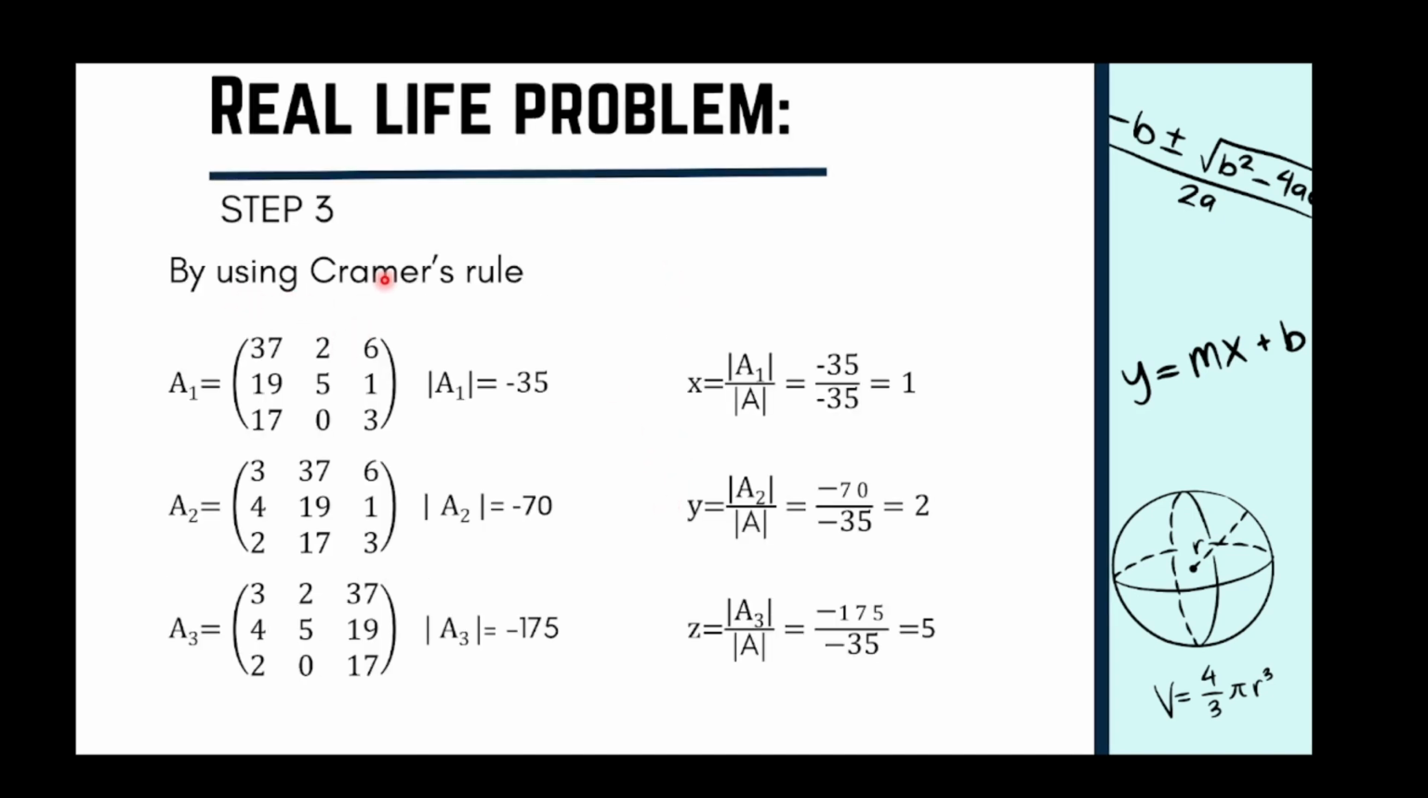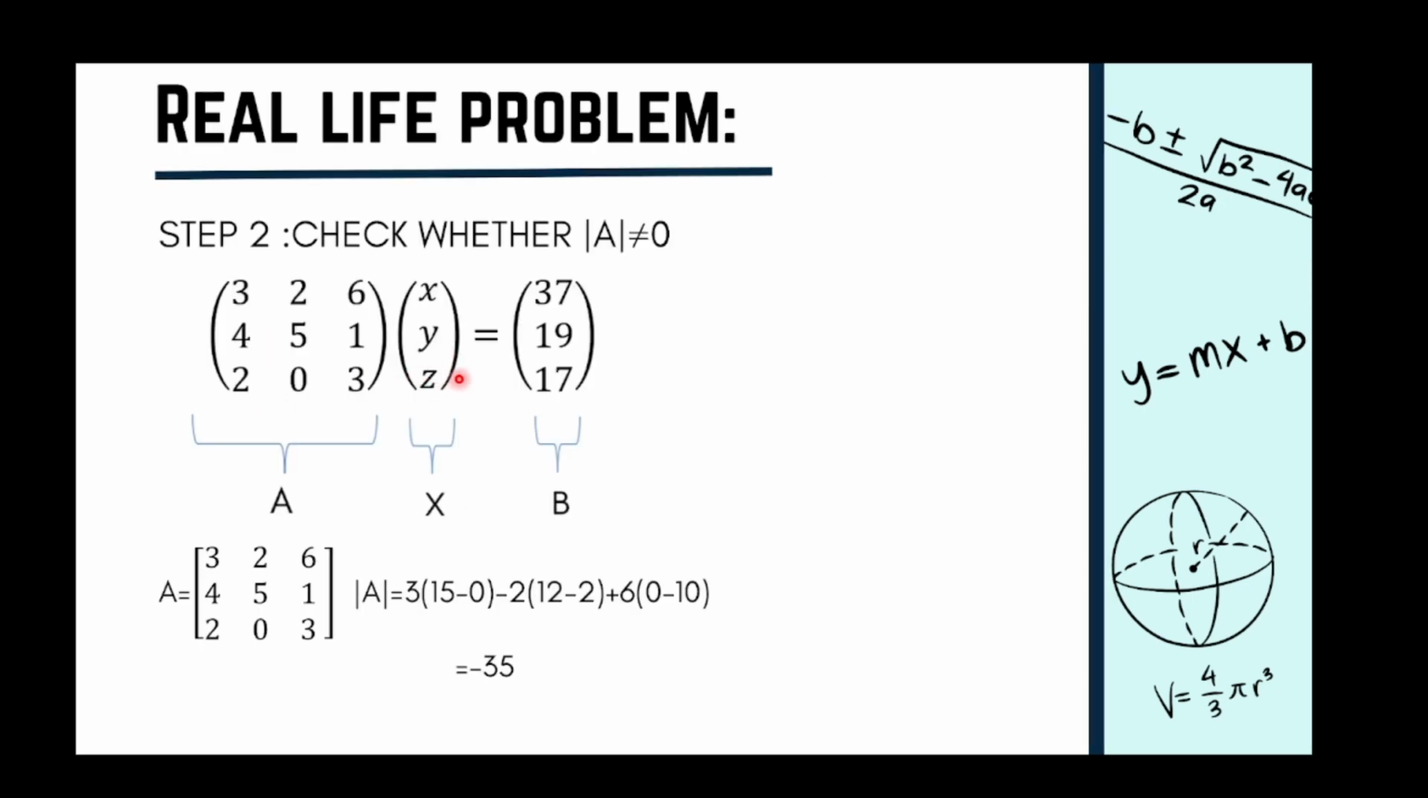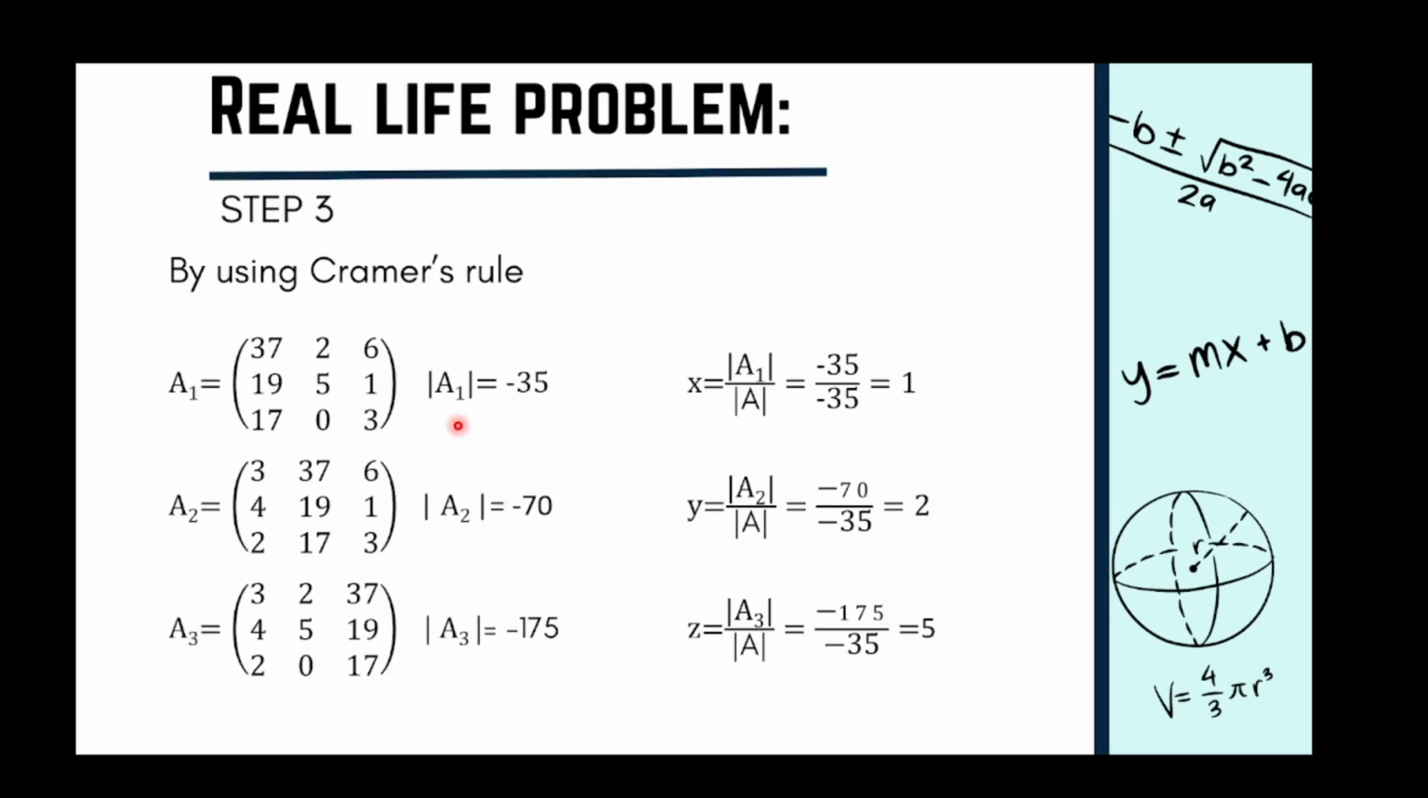So the third step, we are using Cramer's rule, which means the Cramer's rule states that the b needs to replace the first column to find out the x, and it will replace the second column to find the y, and replace the third column to find the z. So A1, A2, A3. So after that, we calculate the determinants of A1, A2, A3. So we can get, by using Cramer's rule, x will equal the determinant of A1 divided by the determinant of A. So equal to -35 divided by -35 equal to 1.